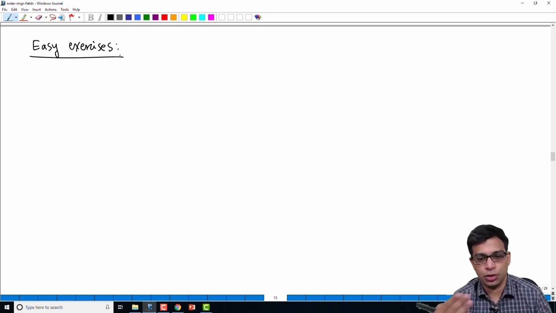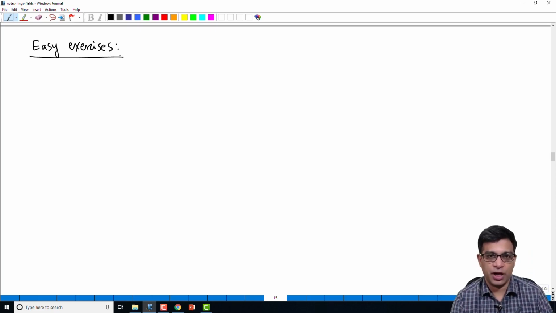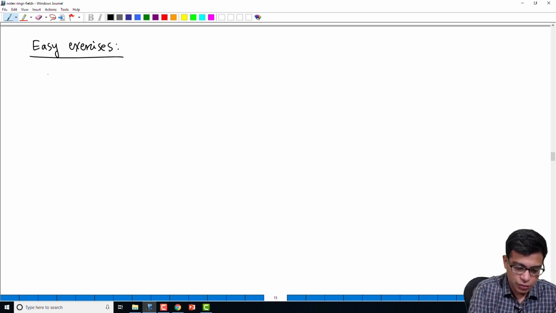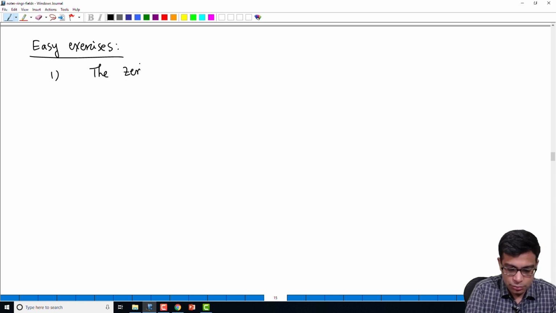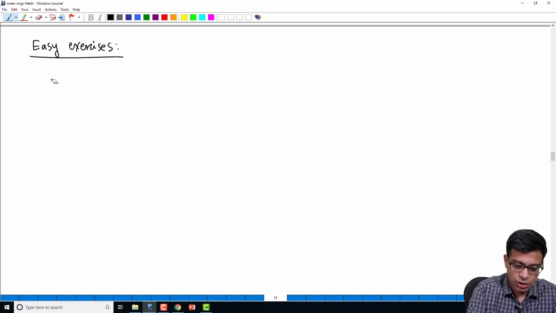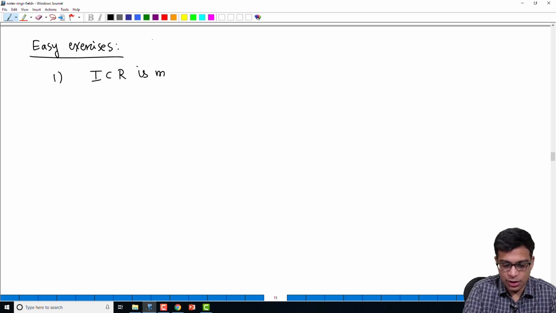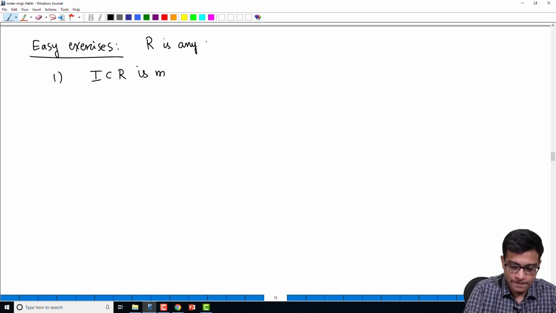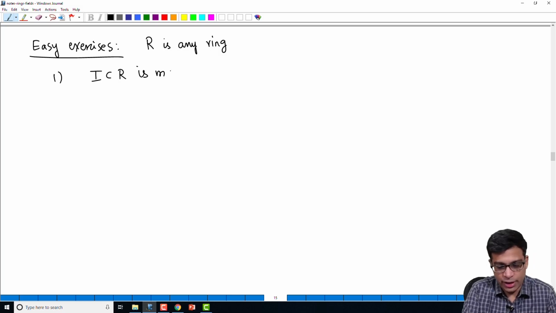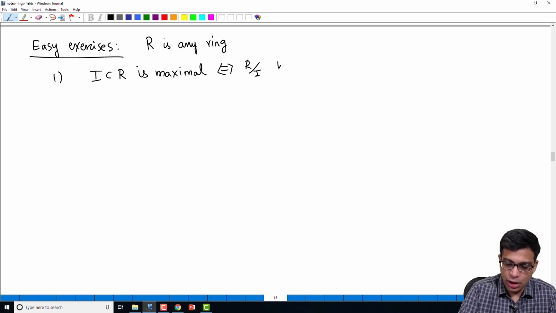Just like we had the notion of integral domains which characterize prime ideals, there is an existing notion which characterizes maximal ideals, which is exactly the notion of fields. So the two exercises I will write here. Let I be an ideal of R, where R is any ring. I is an ideal which is given to you. It is maximal if and only if R mod I is a field.